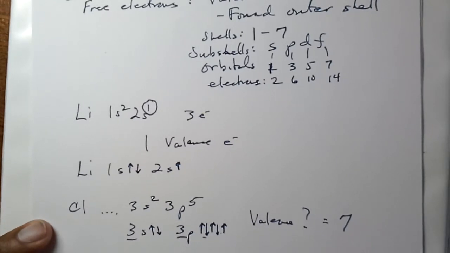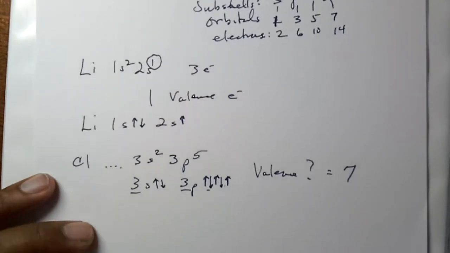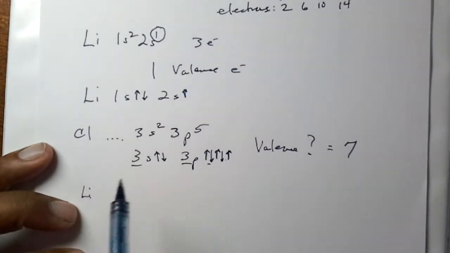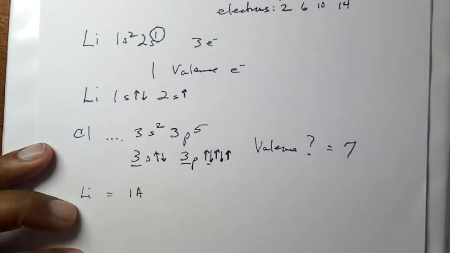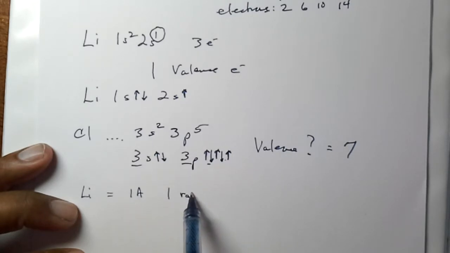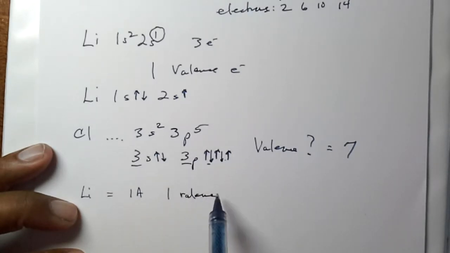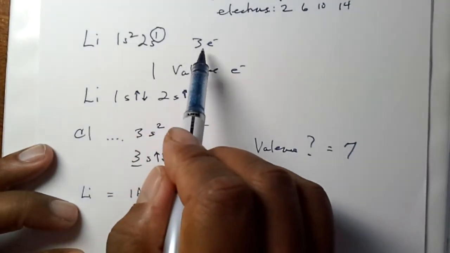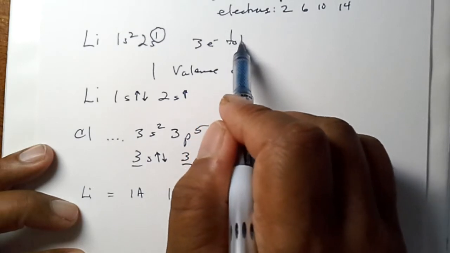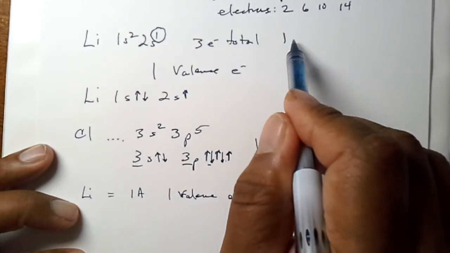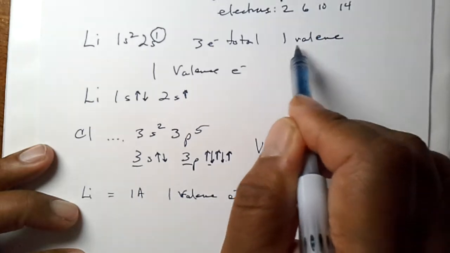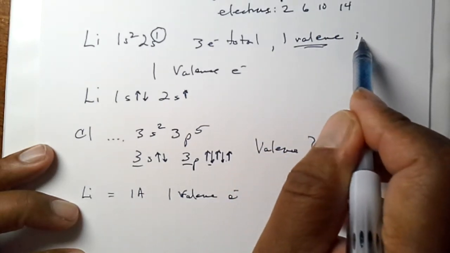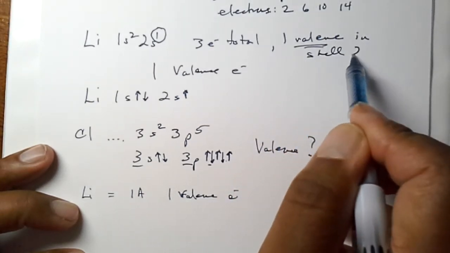One thing to note is that lithium is in group 1A with 1 valence electron. Okay, I didn't note that up here. It has 3 total, but only 1 valence in shell 2.